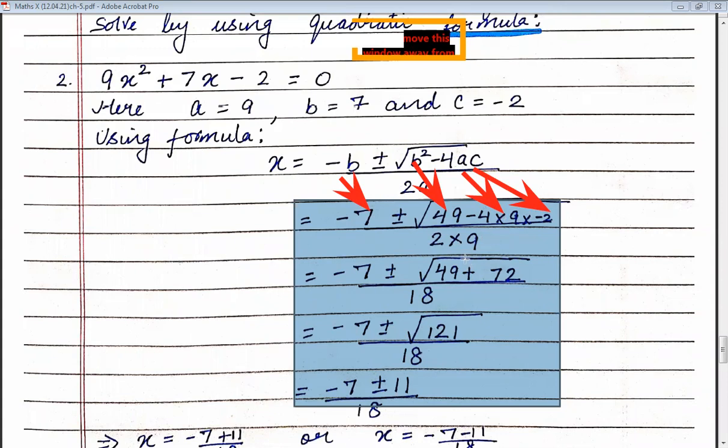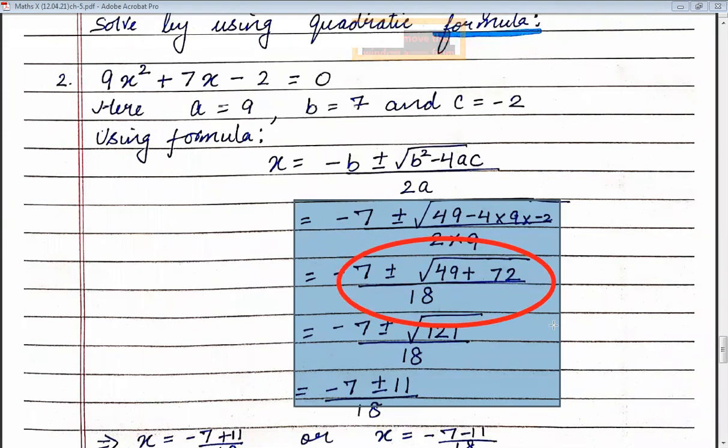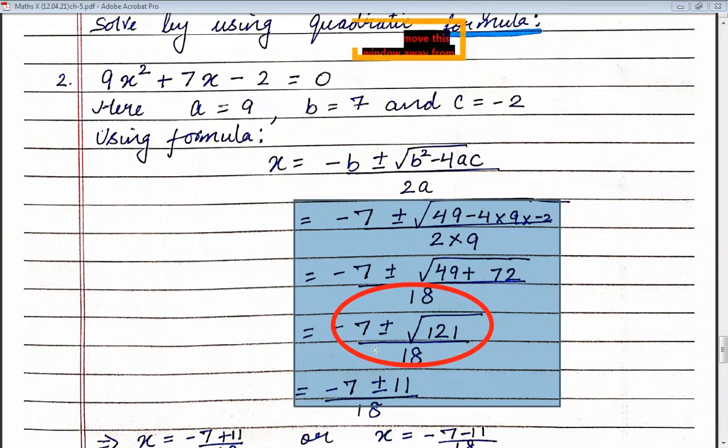Okay children, now let's compute this. Now it will become square root 49 plus 72. You can see here it's just 49 plus 72. Okay, and now just solve it. Minus 7 plus minus 121 upon 18, and the square root of 121 is 11. So your formula becomes x is equal to minus 7 plus minus 11 upon 18.